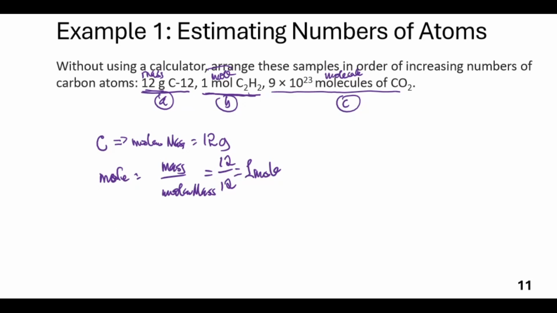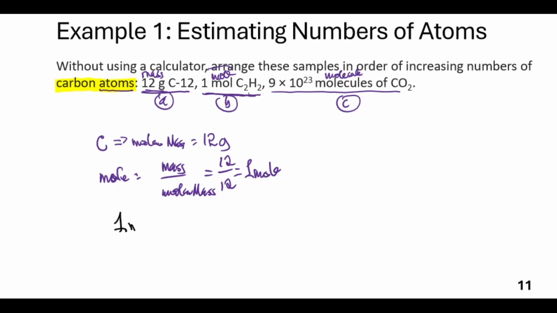For C2H2, I think, yeah, we are arranging in order of increasing numbers of carbon atoms. Sorry, carbon atoms only. So they give us the unit we are going to use here. Number of atoms is all we need. So we don't need to convert this one to mole. Or if you convert it to mole, we need to convert it to number of atoms, which is easy because we know it is 1 mole already.